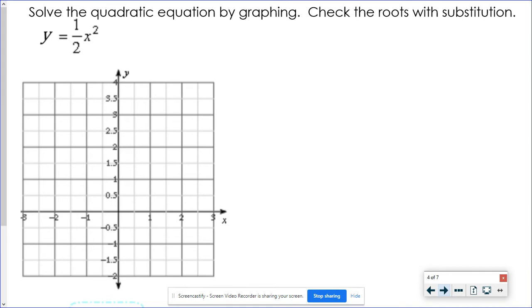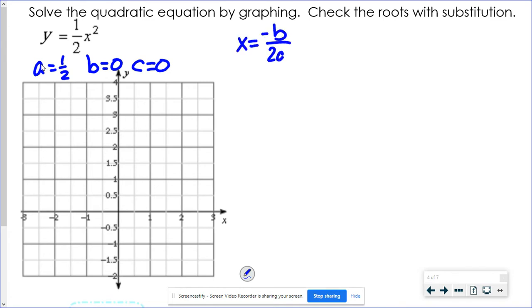Okay, in this problem, I don't even see all of my A, B, and C. All that I can see right now is that A is 1/2. If there isn't a B, if there isn't a C, they're both 0. So when I find my axis of symmetry, the opposite of B over 2A, well, the opposite of 0 is still just 0. 2 times 1/2 is going to be 1, but 0 over anything is just 0.